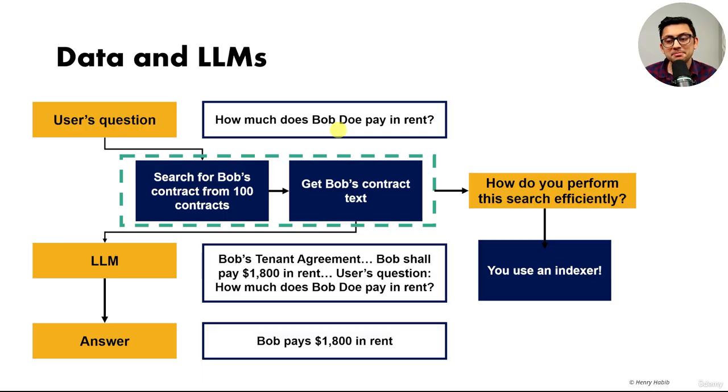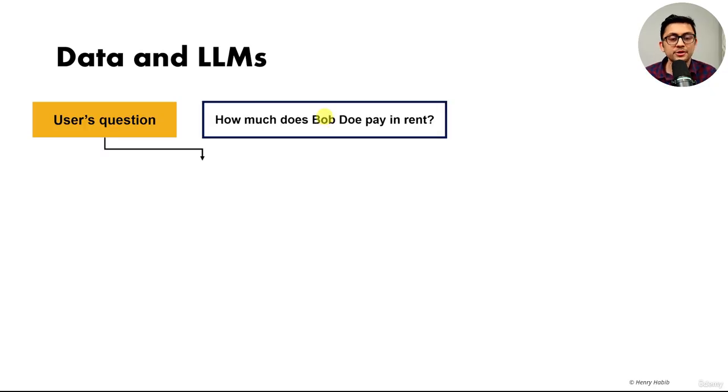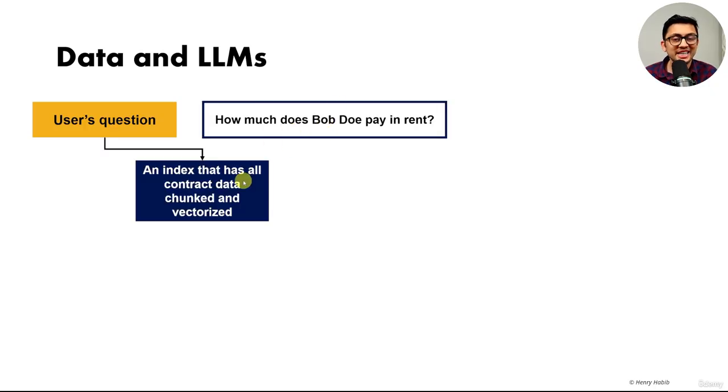So that's basically the process of RAG here. Now this process turns into, how much does Bob Doe pay in rent? Well, what we do is we have an index. We think of an index like a book, or as a way for a machine to retrieve the relevant files very quickly.